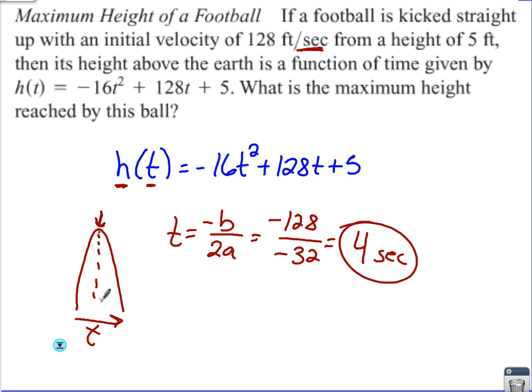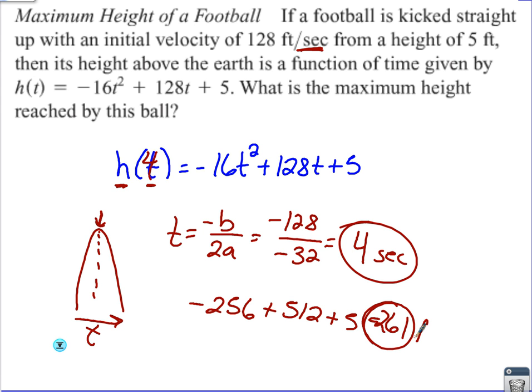So how do we find out how high it is? h of 4. You just plug it in. Negative 16 times 16 will be negative 256, plus 128 times 4 is 512. So it's 512 minus 256 plus 5, that'd be 261. Double check it on that, because that's a good height. So maximum height is 261.